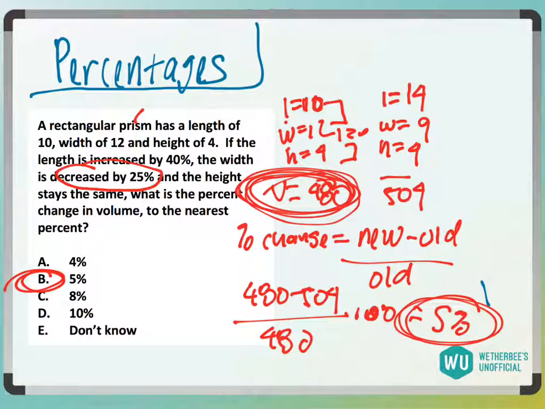So answer choice B. Again, we found our original volume, we found our new volume, and then we just plugged them into our percent change equation, and it came out as 5%.